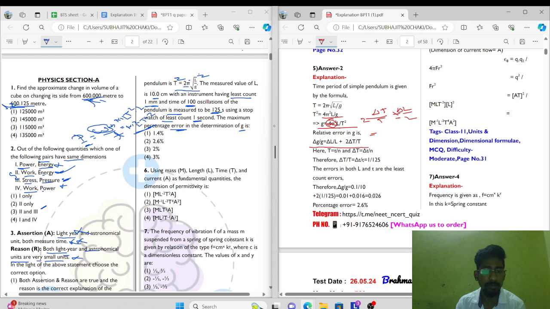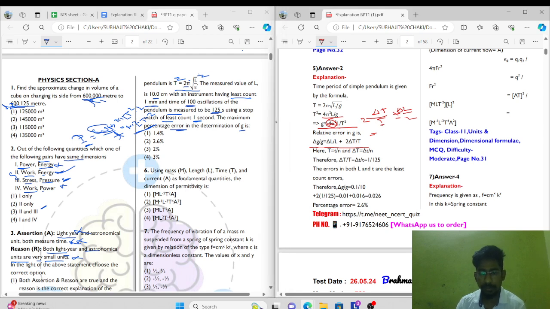So put the values here. What are the values given? Del T is given 1 second, so 1 by 125 it will become, and what about del L by L? Del L is given 1 millimeter. First of all, convert 1 millimeter to centimeter. 1 millimeter is equal to 0.1 centimeter, right? From millimeter to centimeter conversion, you have to divide by 10. Without the same unit system you cannot calculate it, right?